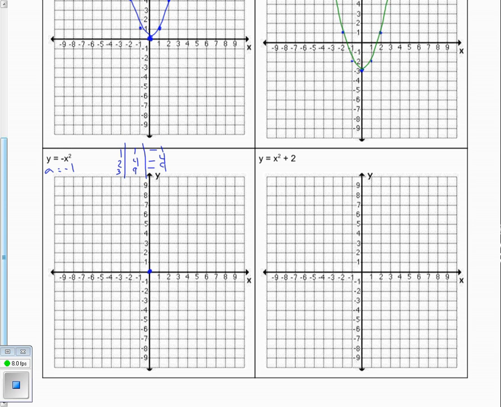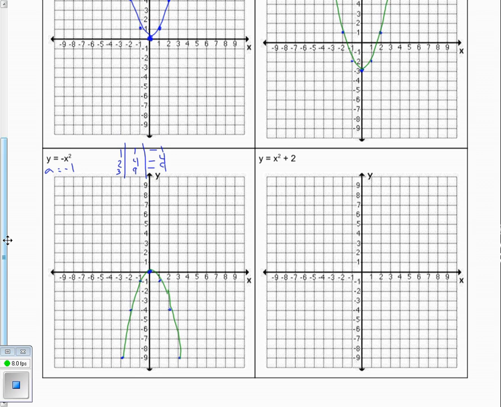The shape of the parabola hasn't changed at all. All I'm doing is flipping it. So now instead of going over 1, up 1, I'm going over 1, down 1. Instead of going over 2 from the vertex up 4, now I'm going over 2, down 4. And then over 3, down 9. So using the same basic step pattern, I'm still able to graph my parabola.